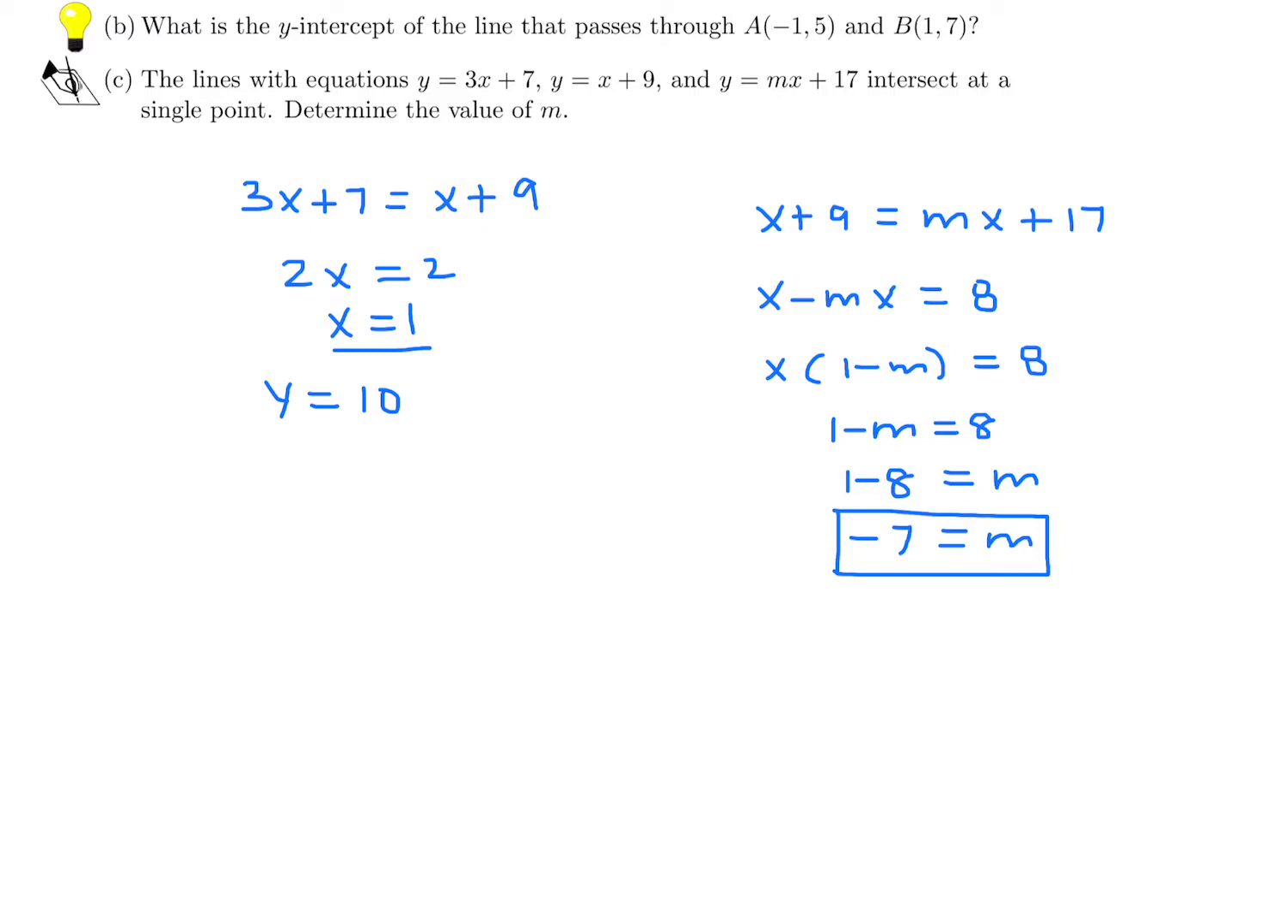And that pretty much means that this equation is y = -7x + 17. When you substitute x = 1, you again get y equal to 10 in this equation. So that point, not that we needed to write it out, is (1, 10), but what they really wanted was the value of m, which is -7.